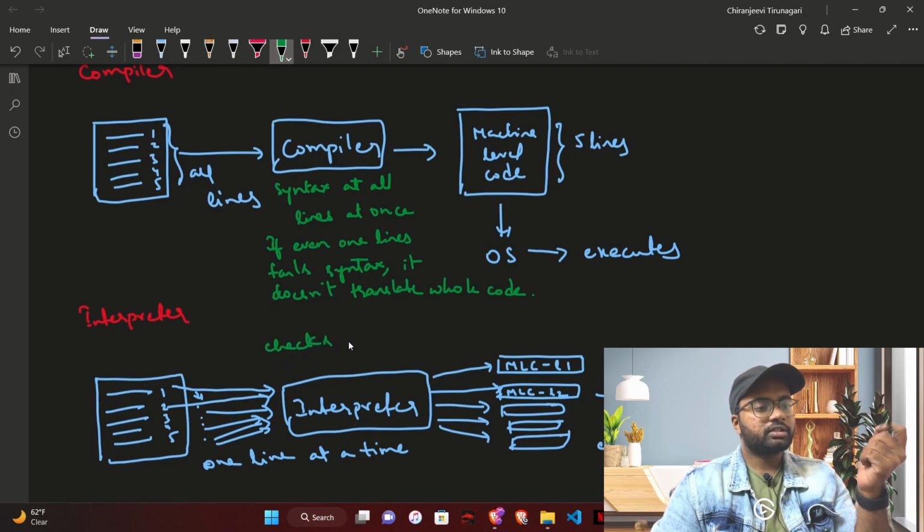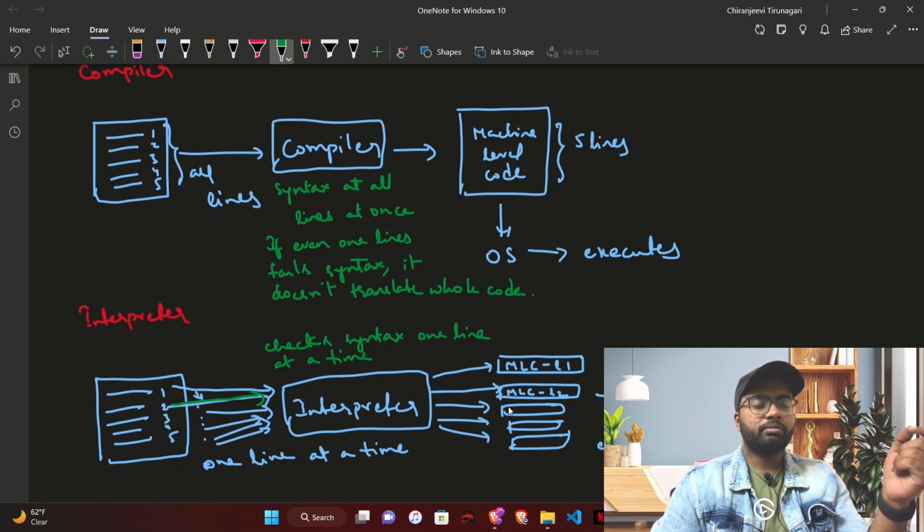it checks syntax one line at a time. If that particular line passes syntax, then it will convert it into machine level code, and then it goes to the second line and checks the second line as well, and if it passes, only then it goes to machine level code, and it comes to the third line, and if it passes, only then it converts it into machine level code. If at any line it fails, it stops execution from that point.